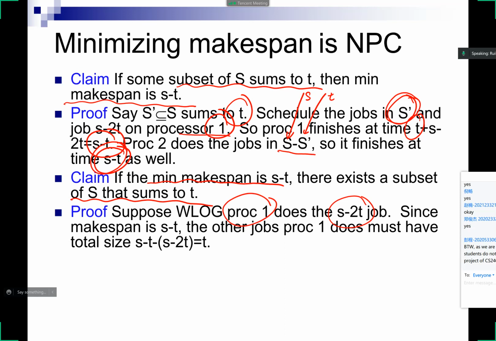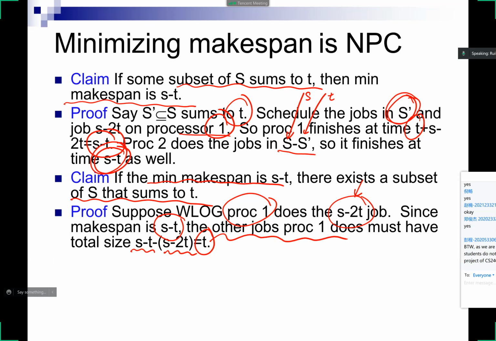All right, and since the makespan is S minus T, and since processor 1 does this job, which is S minus 2T in size, then all of the other jobs that processor 1 does have sizes that add up to S minus T, minus this extra job's size. That's just going to be T. So the other jobs that processor 1 does add up to T. But each of these jobs corresponds to an element in S, and so that means there is a subset of S which adds up to T.